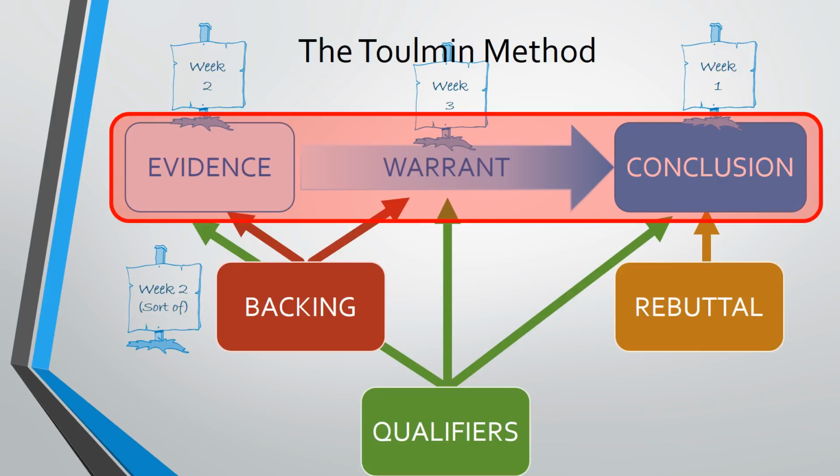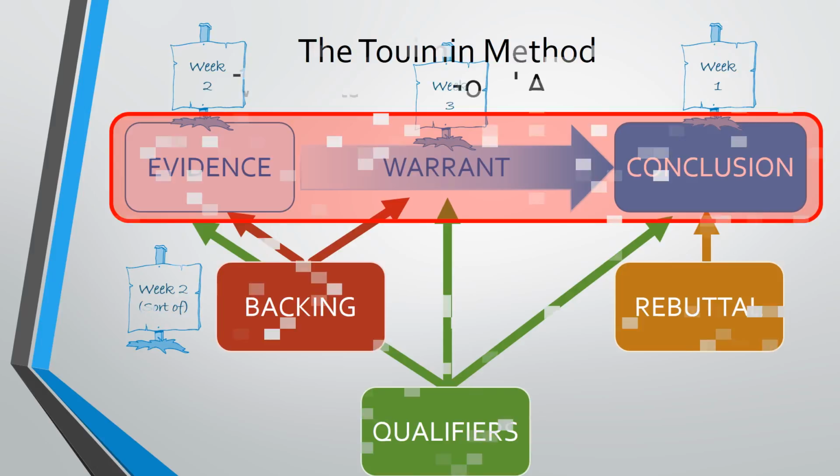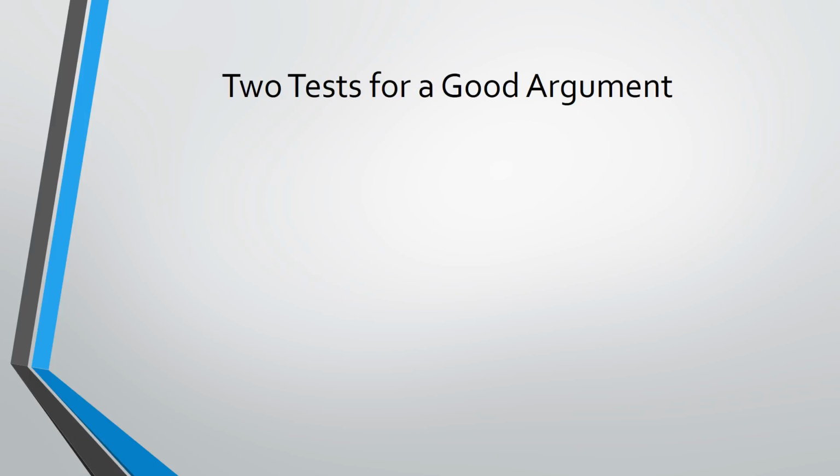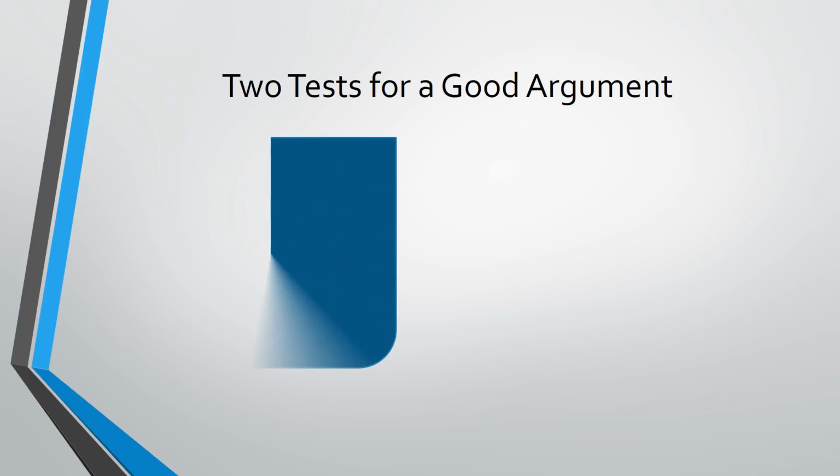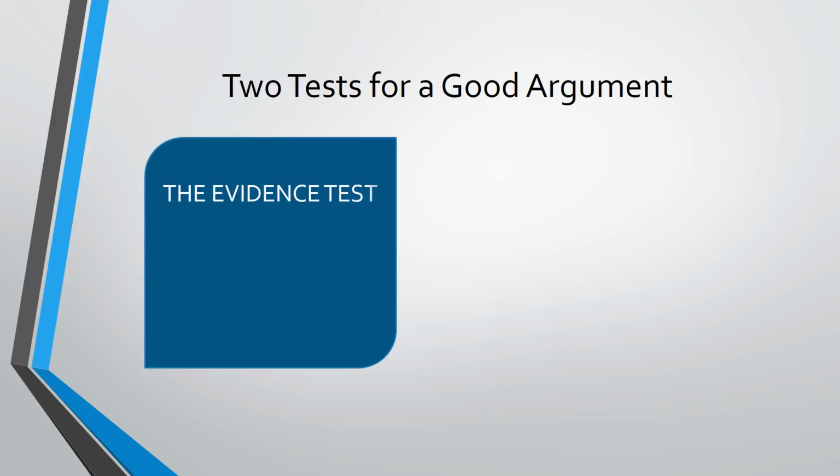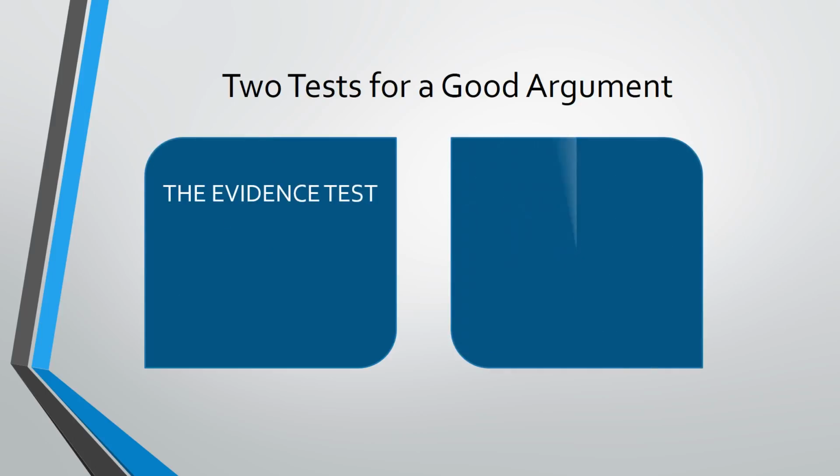We'll say a few words about qualifiers and rebuttal along the way, and in week 6 we'll say a lot about rebuttal. As we learned last week, there are 2 tests for a good argument, called the evidence test and the warrant test.